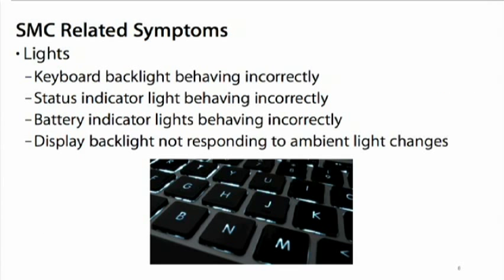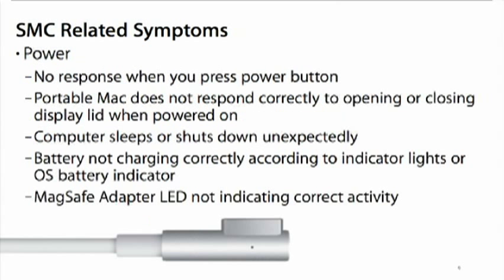In addition to this, virtually all aspects of lighting in your Mac are controlled by the SMC. Again, that includes the backlight, the battery indicator lights, your backlit keyboard, and your status indicator light. On the slide here you can read that if they're behaving incorrectly. You might be wondering what that means. Well, if a light remains on when it should be off, or when the lights come up in a room and your backlit keyboard turns on instead of the opposite effect, that could represent an SMC that needs to be troubleshot and/or reset.